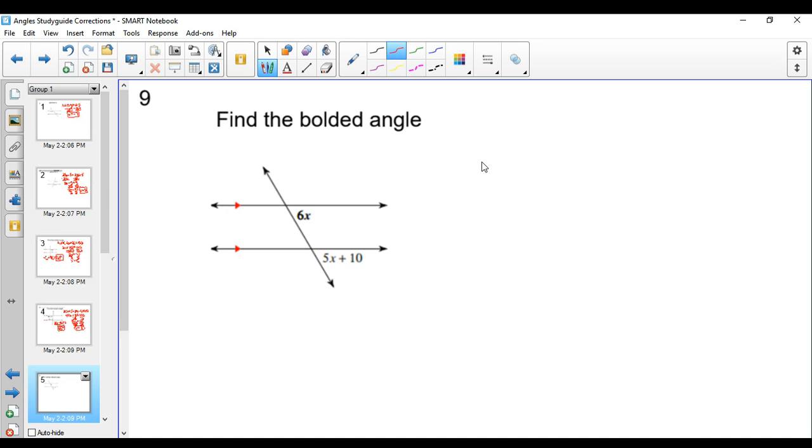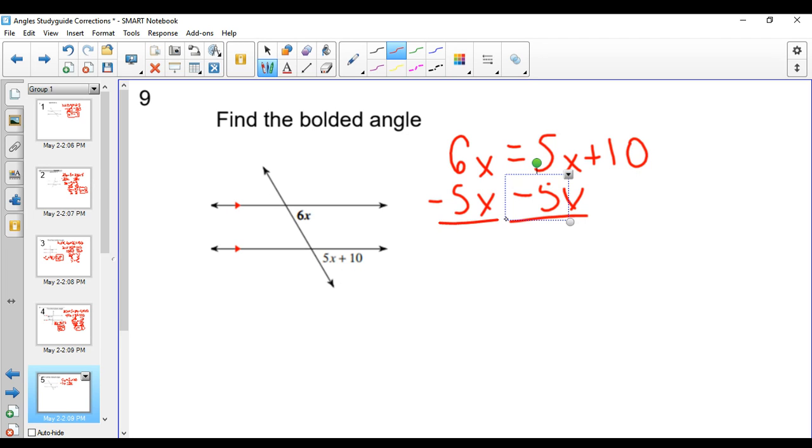Okay, the next one we're going to look at is number 9. So these two angles are corresponding angles, which means that they are congruent. So I can set up an equation and set them equal to each other. 6x equals 5x plus 10. Okay, first I can subtract 5x from both sides. So I'm left with 10 over here, and then this is 1x, or just x.